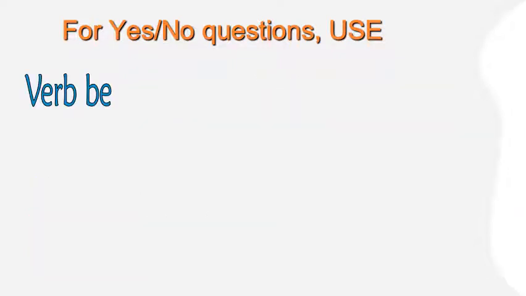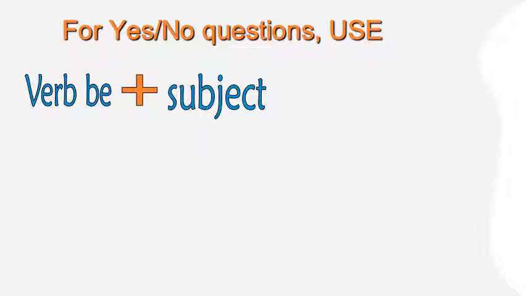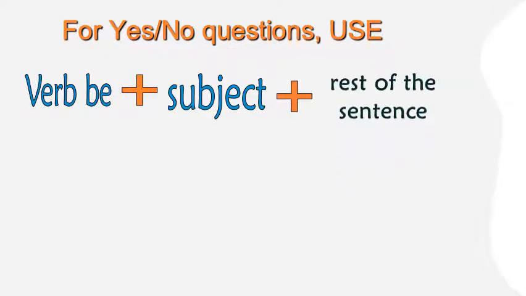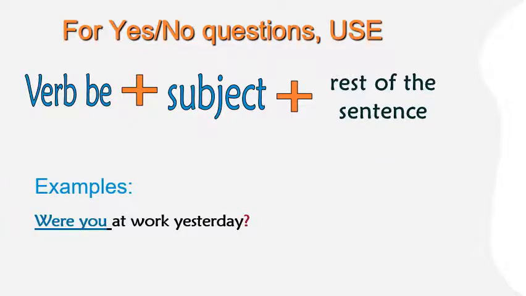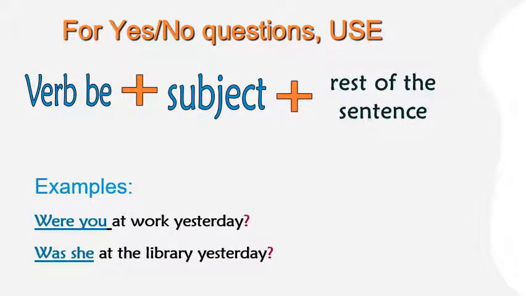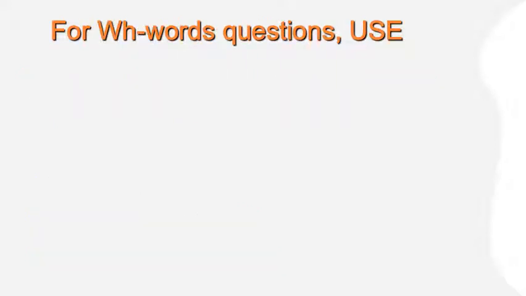What if I have the verb to be in the yes-no question? I start with the verb to be, then the subject, then the rest of the sentence. Example. Were you at work yesterday? We don't say, did you were at work yesterday? No. Were you at work yesterday? Was she at the library yesterday? So you see, I just moved the verb to be to the beginning of the sentence, and then I put the subject with the rest of the sentence. Don't forget the question mark at the end.